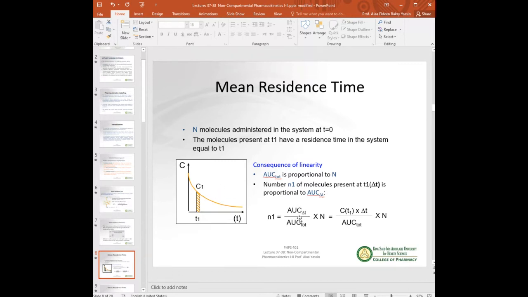So that's what is expressed here. If we consider this area under the curve of this trapezoid divided by the total, this will give you a fraction. This fraction, if you take it from the dose, the total dose is represented by the AUC total. You reach that N1 is this fraction, AUC of this small trapezoid at C1 divided by the total AUC from 0 to infinity, multiplied by the number. For each, N1 is determined by this formula.